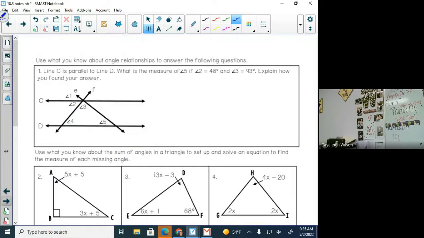Okay, this one, same deal. It says, use what you know about angle relationships to answer the following questions. So it says line C is parallel to line D. What is the measure of angle 5? So this is what we're going to be finding. If angle 2 is 48, and angle 3 is 93. So everybody take a minute, and I want you to figure out what the measure of angle 5 is. There's a bunch of different ways that you can do this, so your way might not be my way. I want you to take a minute to find what that angle 5 is.